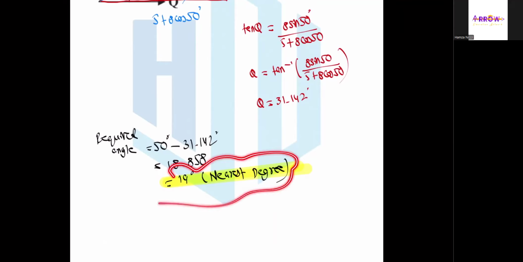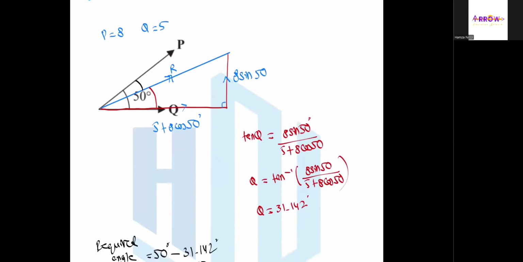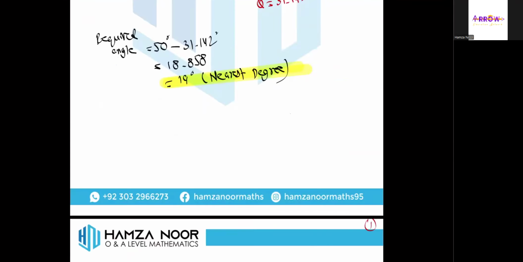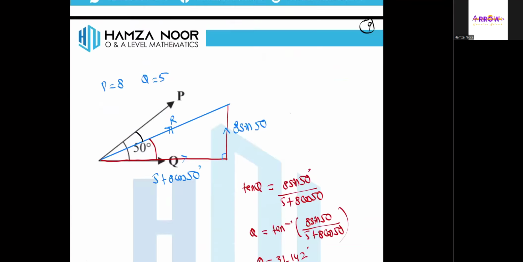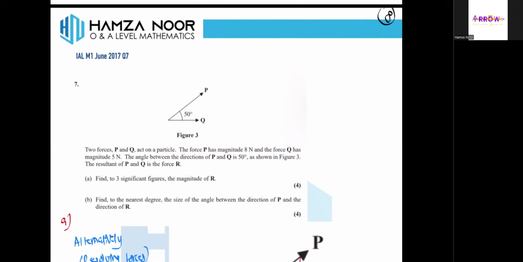So this was basically the alternative approach which I have discussed over here. All right, so for the sake of this recording, I have discussed these three past paper questions, and these are those questions in which exactly two forces are acting on a particle or at a point.